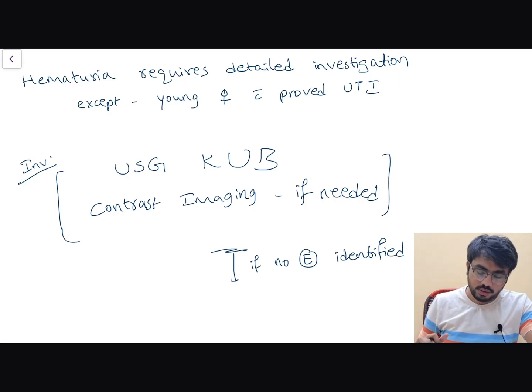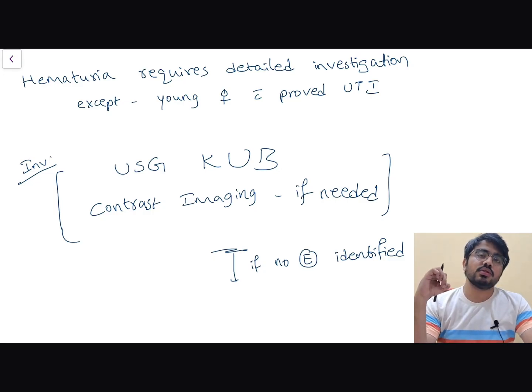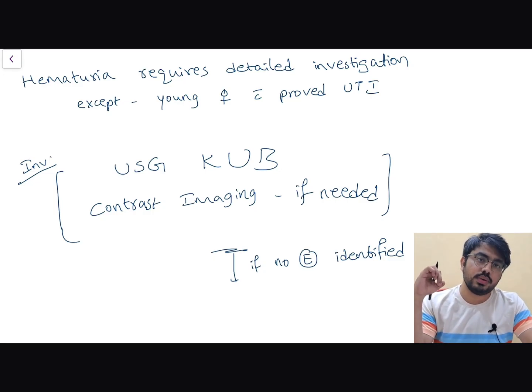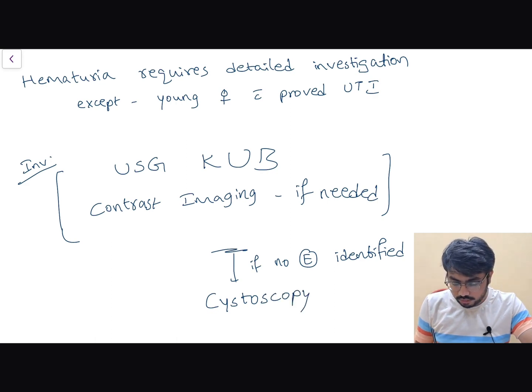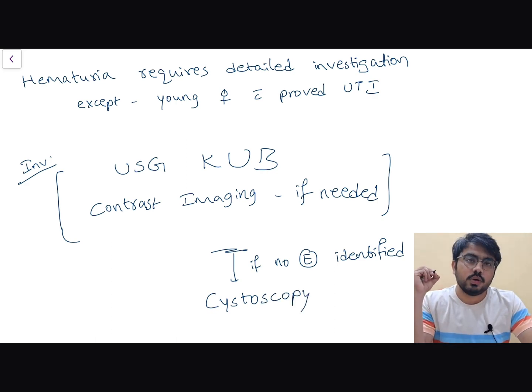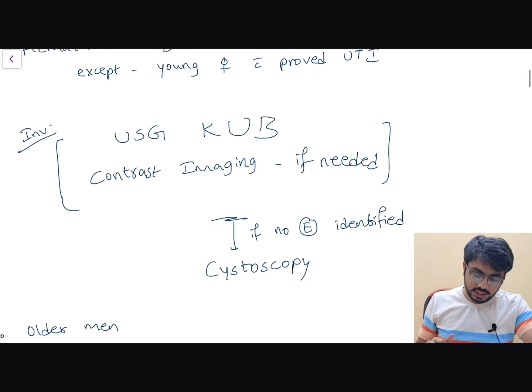So I have done ultrasound or contrast imaging also, but I cannot identify any cause for hematuria. Now what should I do? Now I have to perform cystoscopy. Okay, I have to perform cystoscopy. Now this is about the investigation part.